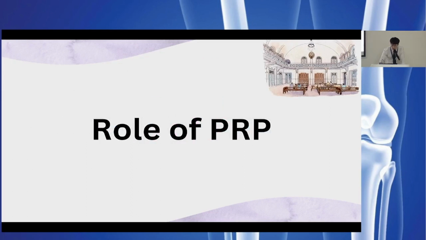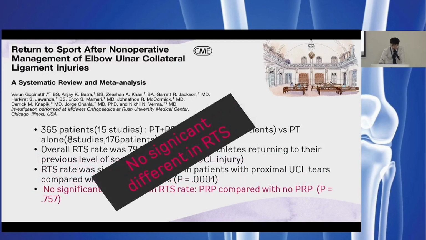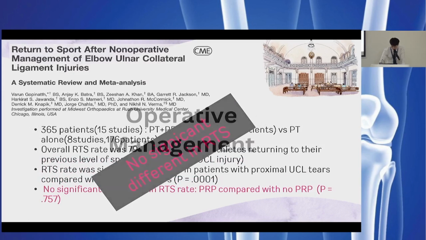And nowadays, PRP has many claims about soft tissue treatment. Is it also a good outcome in UCL injury? I have the answer. There is a comparative matched one-to-one cohort analysis between PRP and no PRP groups. The PRP group had longer delay in return to play and return to throwing. And there is a systematic review and meta-analysis of 15 studies. The result is no significant difference in return to sport rate between the PRP and no PRP groups.